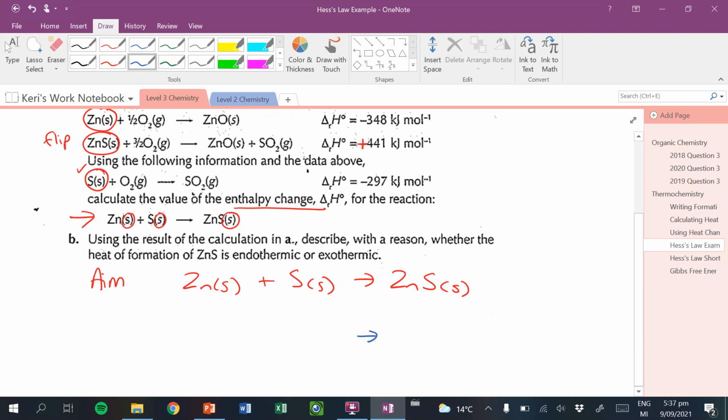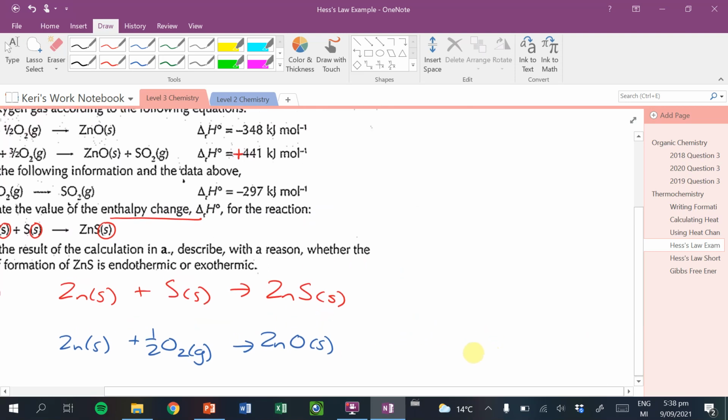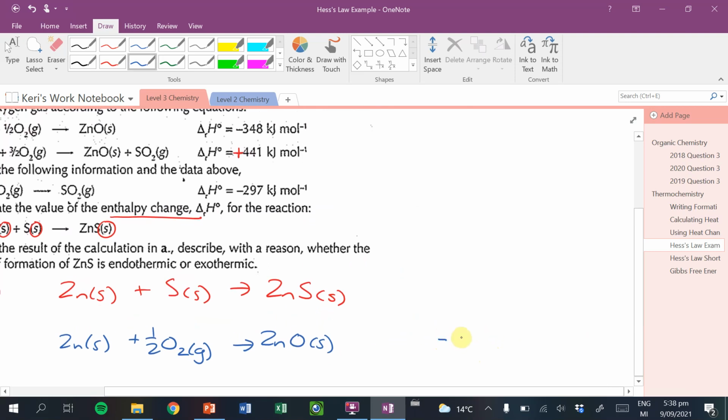So I always find it really useful if I line my arrows up, so that way it's very clear what's the reactant side and what's the product side. So I'm writing down zinc. I'm writing down 1/2 oxygen, which is a gas, and I'm writing down my zinc oxide, which is a solid. So that's my first equation. The other thing I like to do is keep a running tab of the number. I haven't done anything to change that equation, so I'm keeping that negative 348 kilojoules per mole.